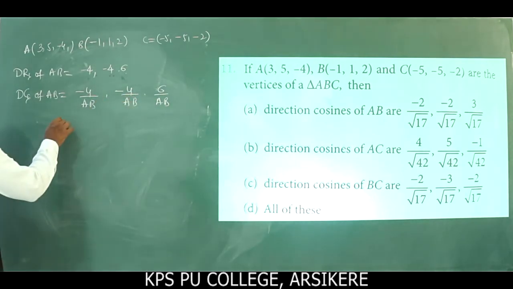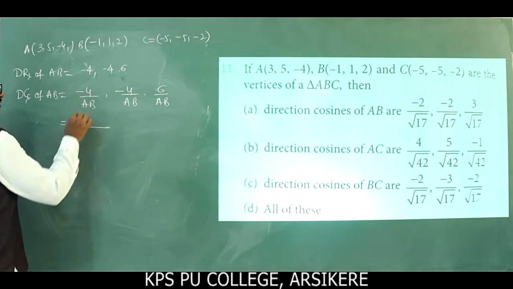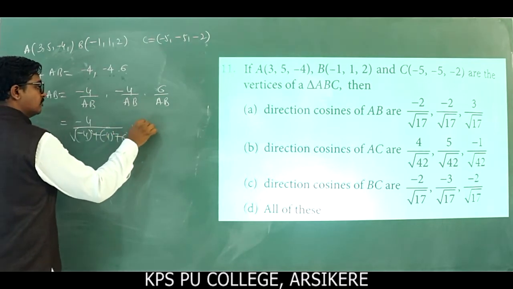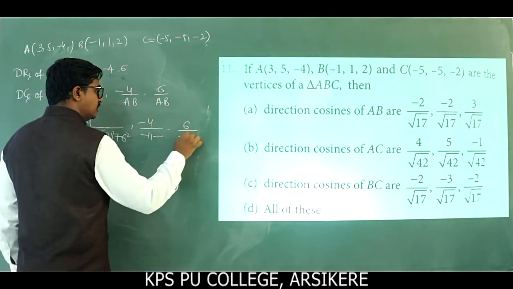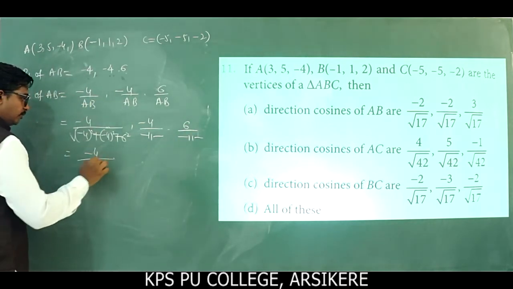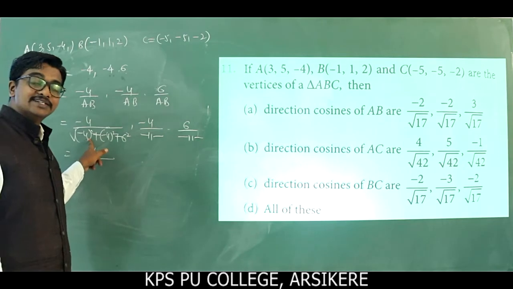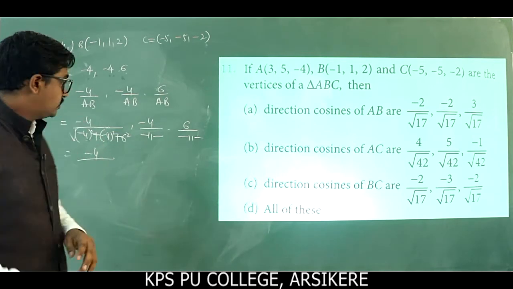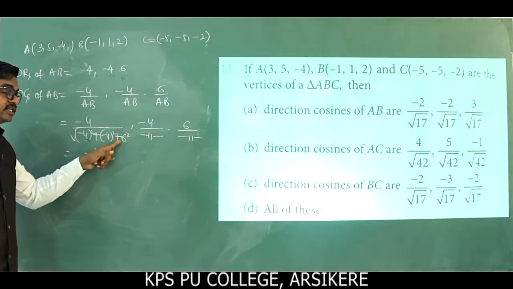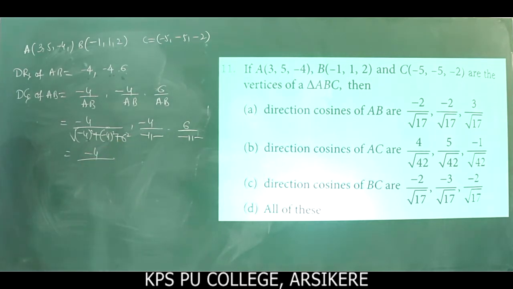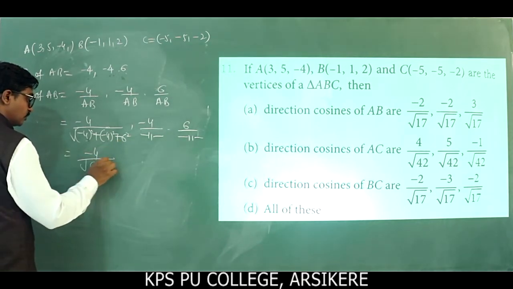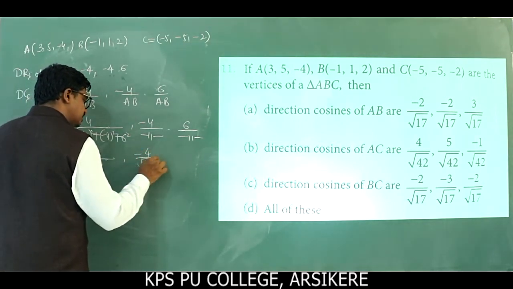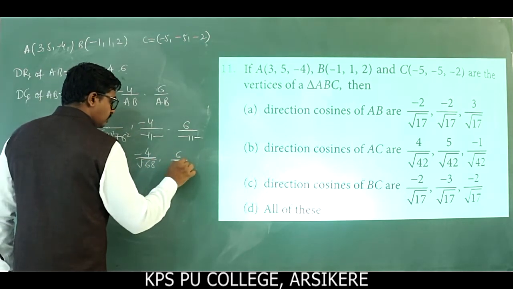Here we have -4, -4, 6, therefore this becomes -4 divided by square root of (-4) whole square plus (-4) whole square plus 6 square, and the same for the others. (-4) whole square is 16, again 16, 16 plus 16 is 32, 6 square is 36, 32 plus 36 is 68. So root of 68, and we have -4 divided by root of 68, and 6 divided by root of 68.